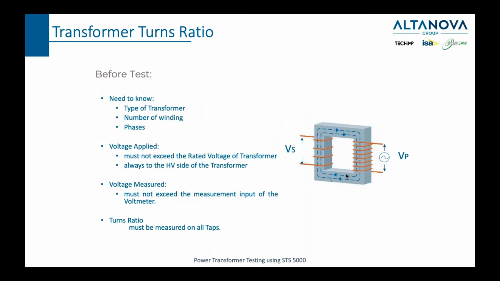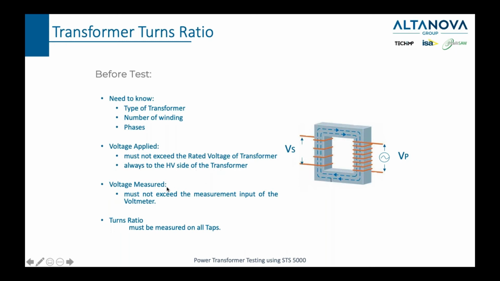But before the test, what is necessary to know? It is necessary to know what is the type of the transformer. Is it a single phase, a three-phase? Is it an auto transformer? The number of windings and phases. So do we have a single phase or three-phase transformer? Phase sequence we need to know. And as we mentioned before, the voltage which we are applying on the primary side should not exceed the rated voltage of the transformer. We don't want to damage it. And as mentioned, always to the high voltage side of the transformer.